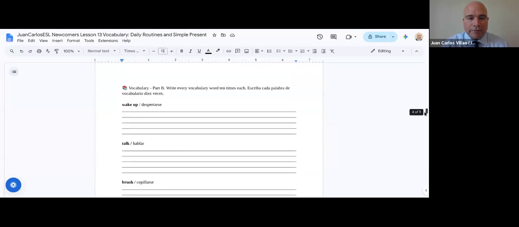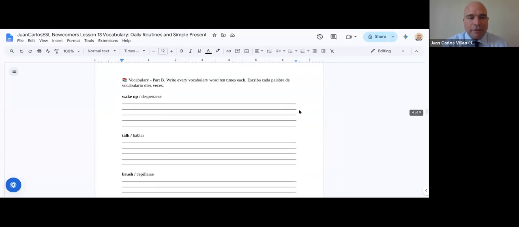All right, so that's part A. When you get to part B, so vocabulary, part B, write every vocabulary word 10 times each. Escriba cada palabra de vocabulario 10 veces. So again, you have the English vocabulary word, and then you have the translation, despertarse. And right next to it, students will write each word 10 times. So wake up, students will write the word wake up, or the phrase wake up 10 times. Wake up, wake up, wake up, wake up, wake up.